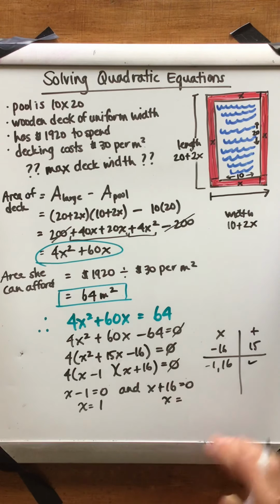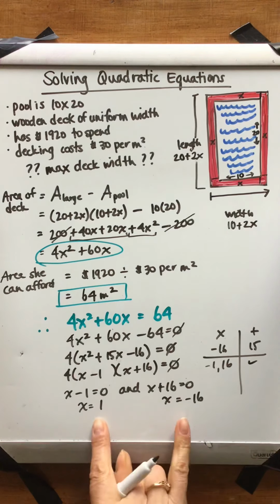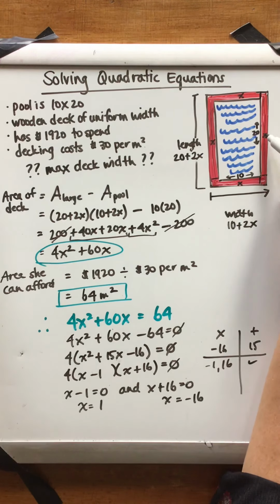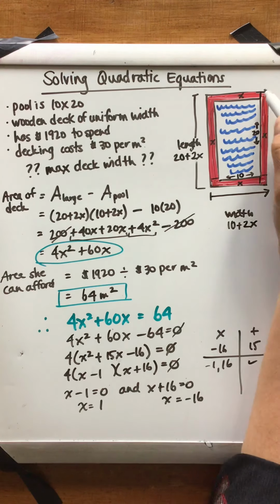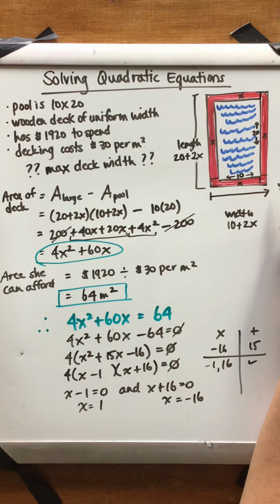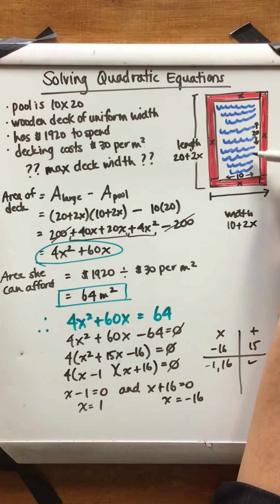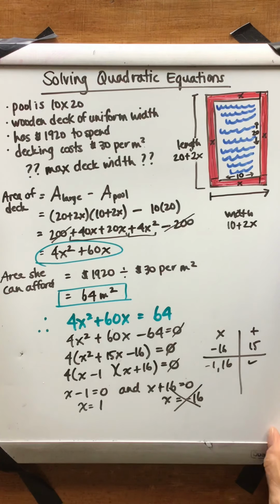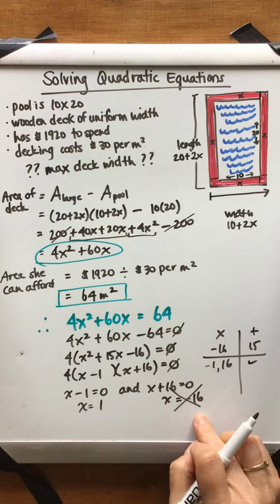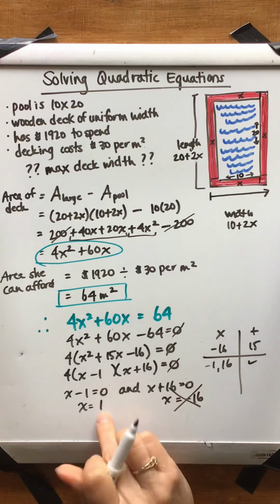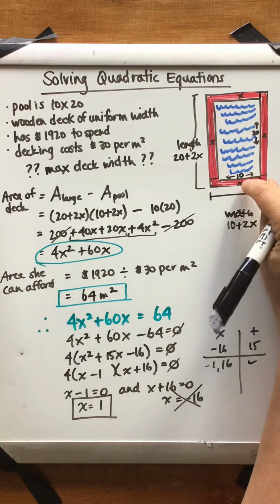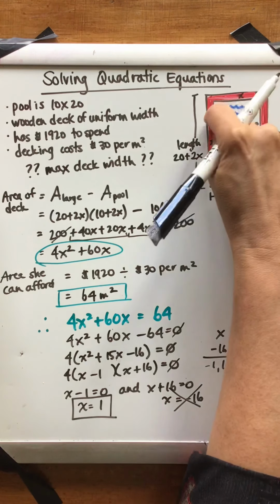So in this particular problem, which one of these answers makes more sense? Let's go back up to our diagram. Is it possible for me to have a width around this pool that is negative 16 meters? I don't think so. Negative 16 meters would be actually cutting into the pool and making the pool smaller. So this root doesn't make sense in the context of this question. It doesn't mean it isn't an answer, it is, but we're going to be working this time with the positive root, x equals 1.